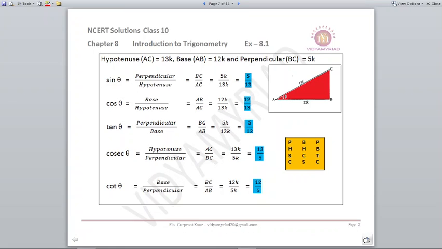So sin theta is perpendicular upon hypotenuse, or P upon H, which comes out to be 5 upon 13. Cos theta is base upon hypotenuse, which comes out to be 12 upon 13. Tan theta is perpendicular upon base, which is 5 upon 12. Cosec theta is the opposite of sin. So sin is P upon H, so cosec is H upon P. That comes out to be 13 upon 5. And similarly, cot is the opposite of tan, that is base upon perpendicular, which comes out to be 12 upon 5.